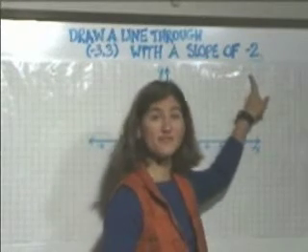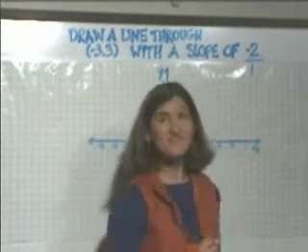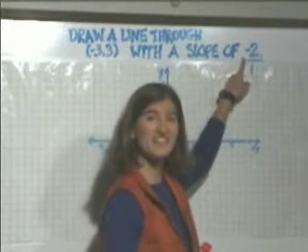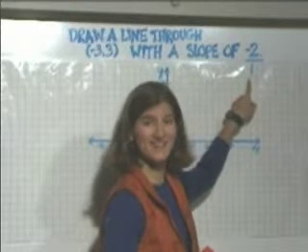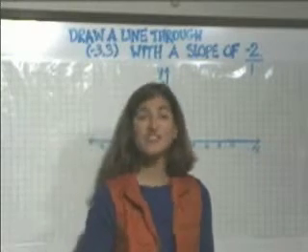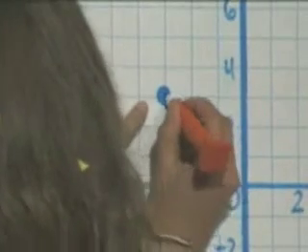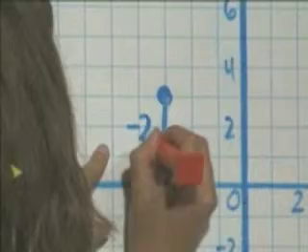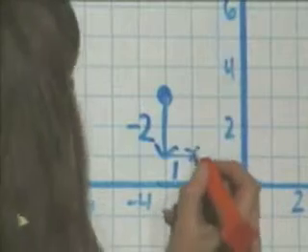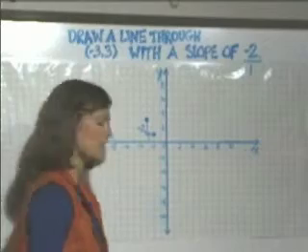Since a slope of -2 can also be written as -2 over 1, you know that your change in y, or rise, is -2, and that the change in x, or run, is 1. Using this information, you can find another point on the line. So, starting from the point -3, 3, we'll rise down 2 and over 1 to find a second point on the line. Then, to finish up, we just draw a line through both points.